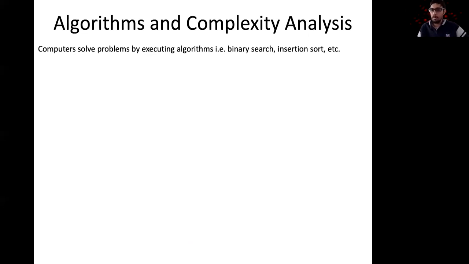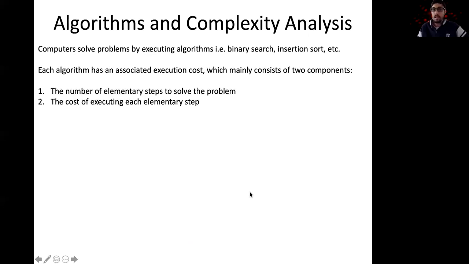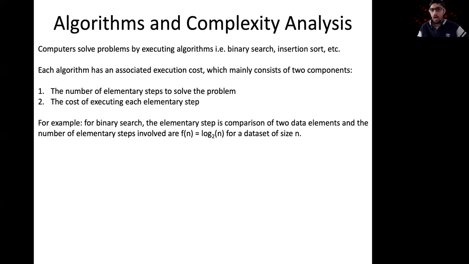These are all algorithms which you can run on your classical computers to solve a real world problem. Now, an algorithm has an associated execution cost. There are a certain number of steps to solve that problem, and then there is also the cost of executing each particular step. For example, in binary search, the basic elementary step would be comparing two numbers or data elements, right?